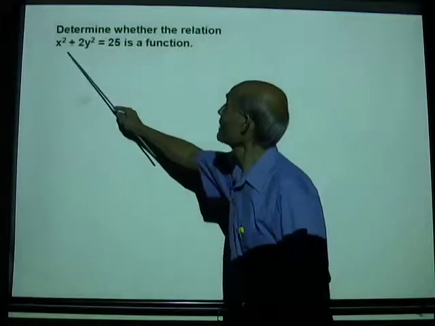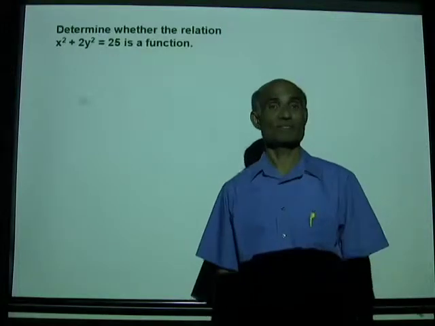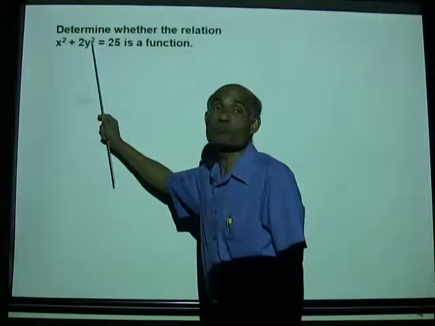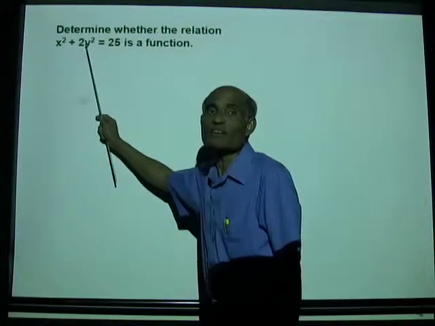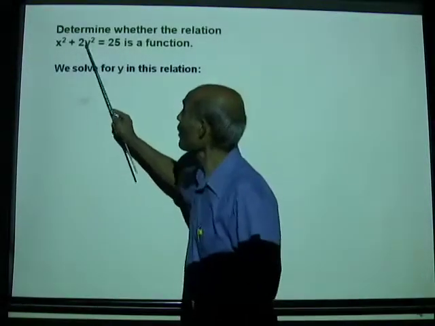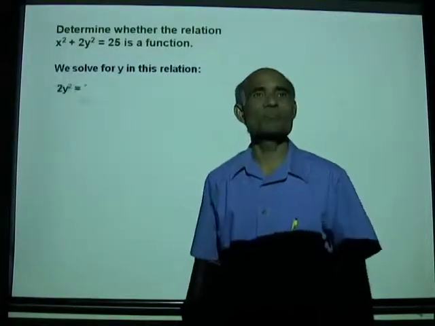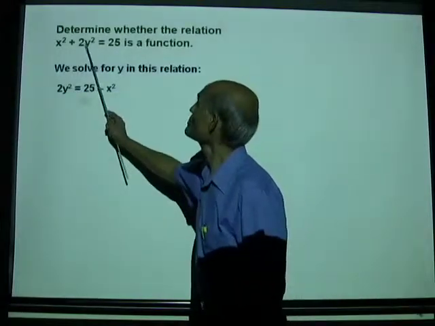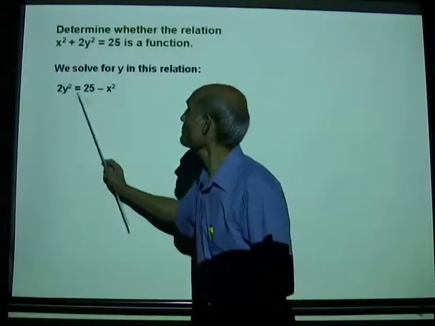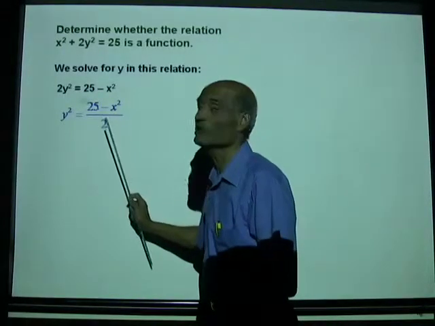How about this? x squared plus 2y squared equal to 25. Is that a function? Well, at first look, you can say if x is the input, y will be the output. We got y squared there, therefore it cannot be a function. All right, let's solve for y. Always solve for the output to represent it in a proper function form. So 2y squared equal to 25 minus x squared. And now divide both sides by 2. You get y squared is (25 minus x squared) over 2.